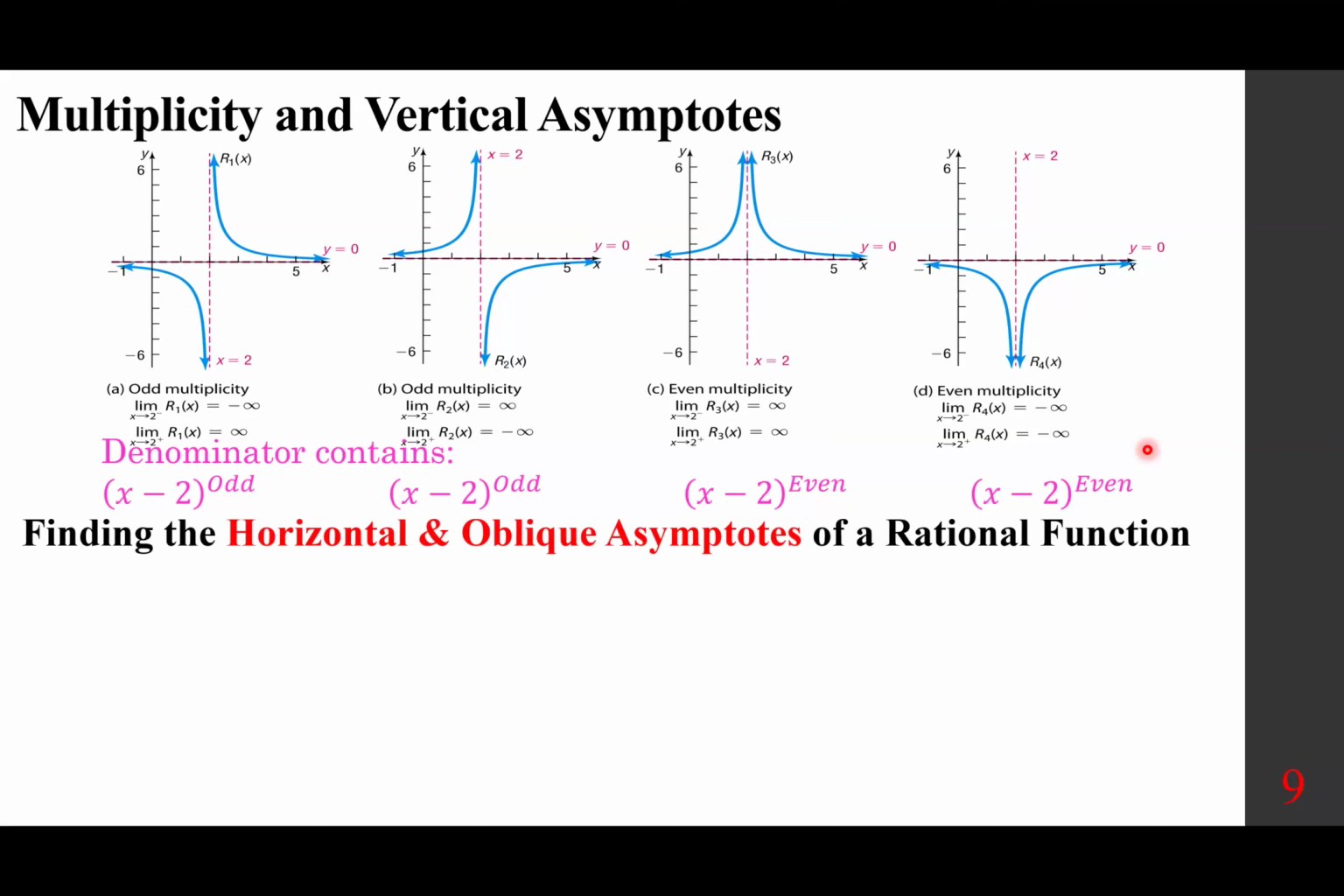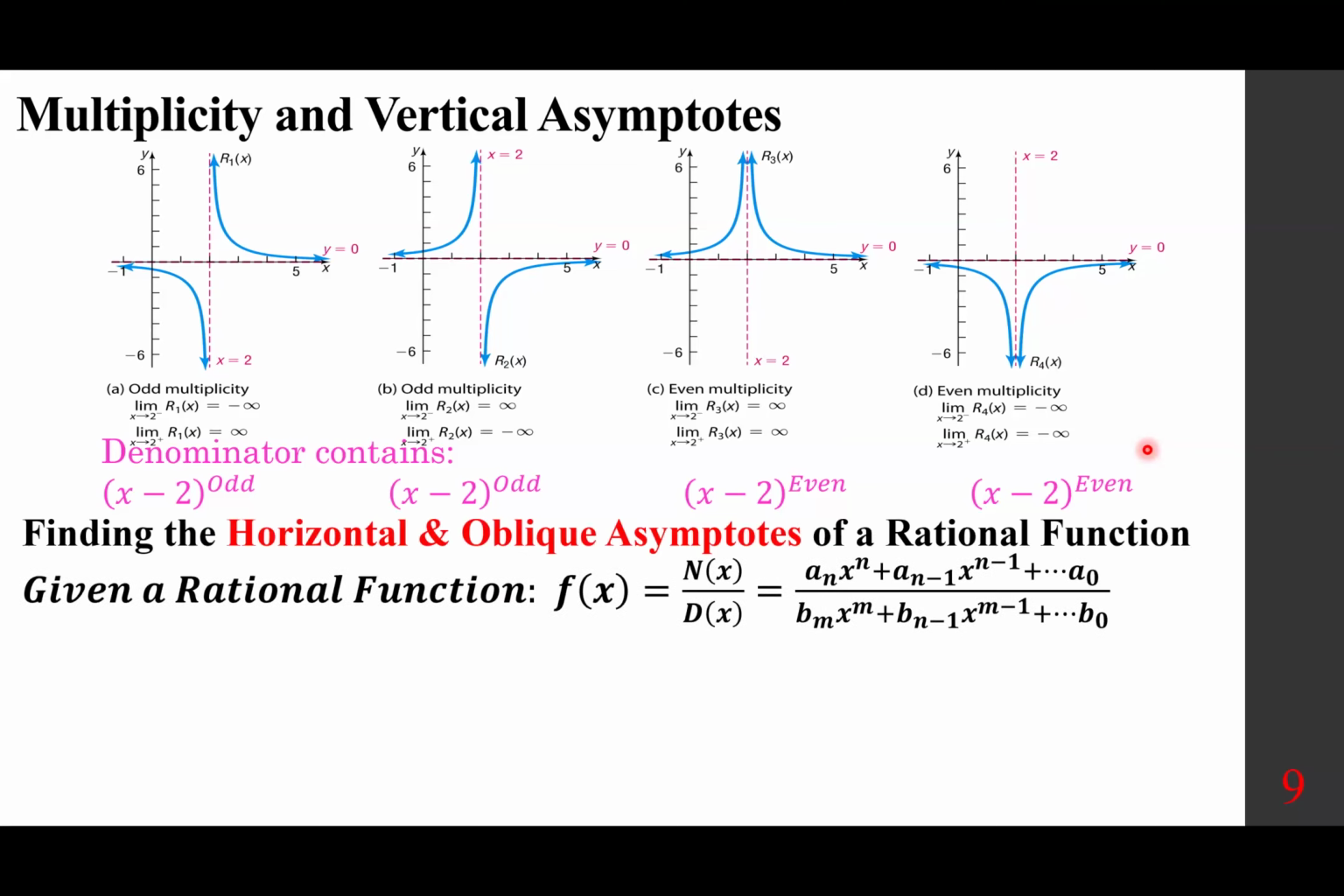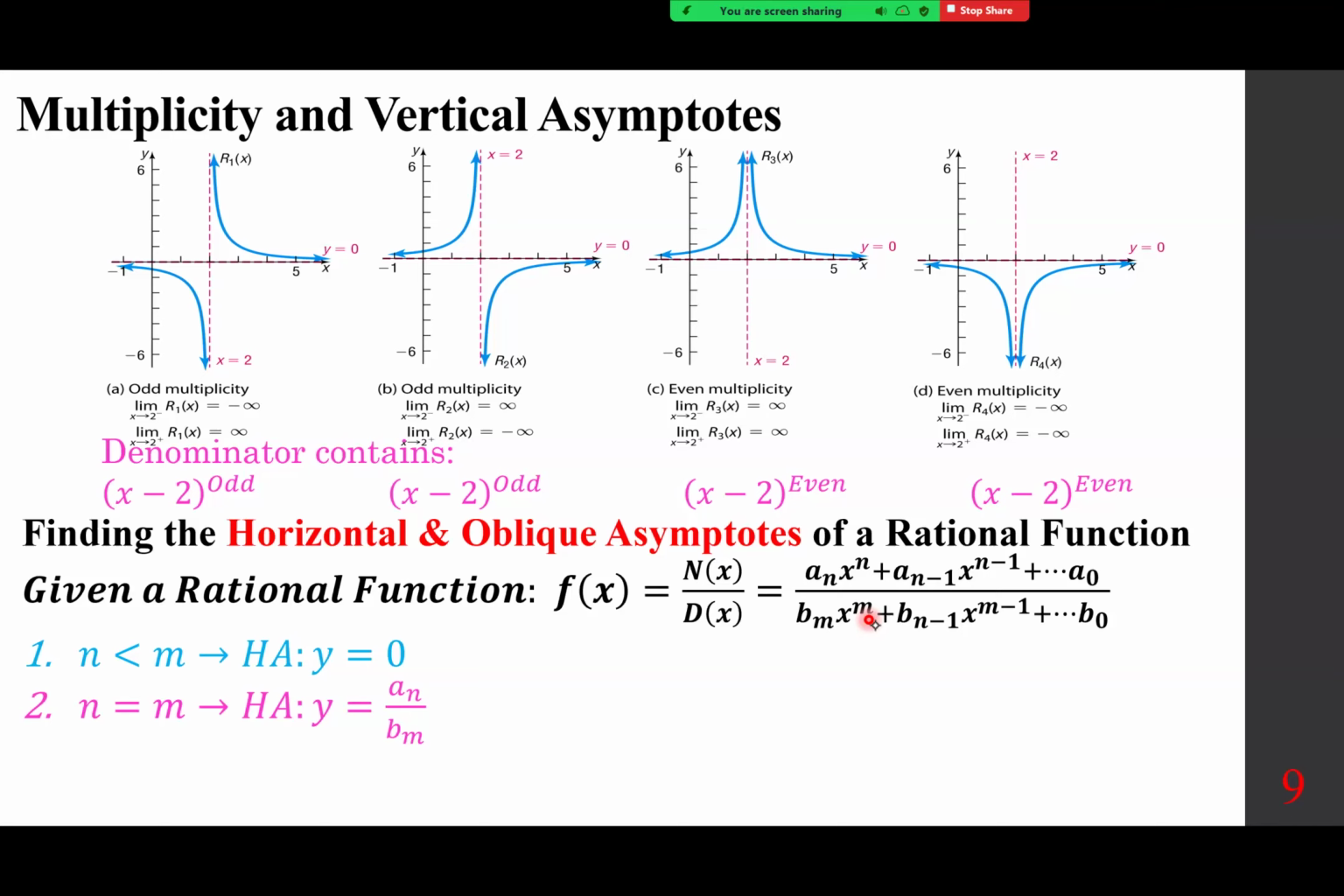What about horizontal and oblique asymptotes? When the function is in the form n over d, the numerator is a sub n x to the power of n, all the way to a sub 0, and the denominator is b sub m x to the power of m, all the way to b sub 0. The degree of the numerator is n and the degree of the denominator is m. If n is less than m, the horizontal asymptote is y equals 0. If n is equal to m, the leading terms take over, and since x to the power of n and x to the power of m are the same, they cancel each other.